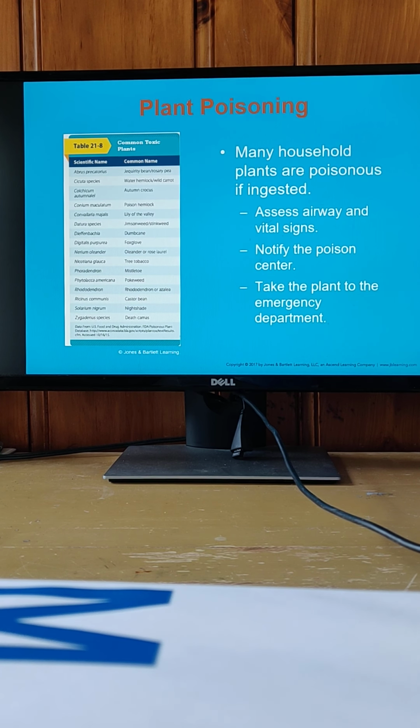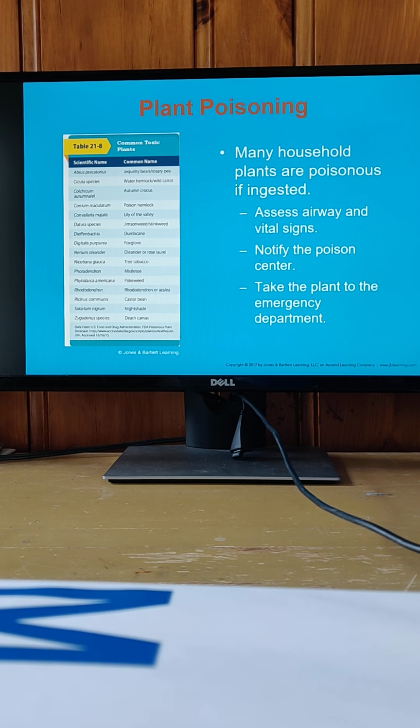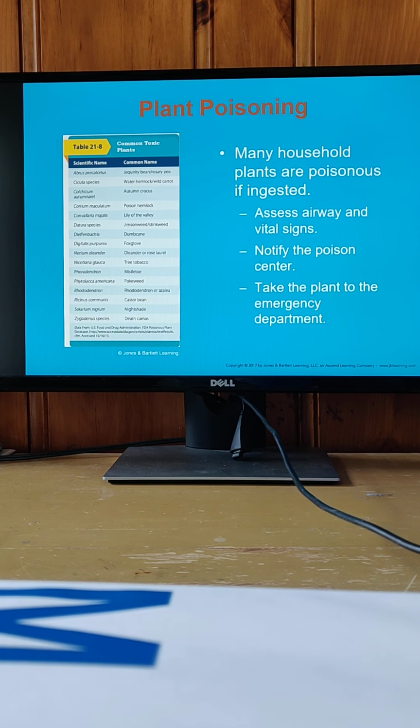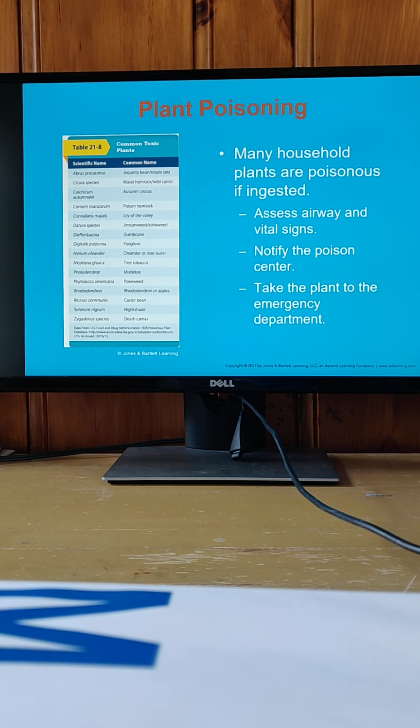Plant poisoning. Lots of plants out there. Okay? Mistletoe is poisonous. Tree tobacco is poisonous. So don't smoke. Castor beans, nightshade, lily of the valley, hemlock. Okay? Water hemlocks. A lot of different plants out there are poisonous, but they're very common, and we have them in our yards. Okay? We don't eat them. They look pretty. Mistletoe looks pretty.